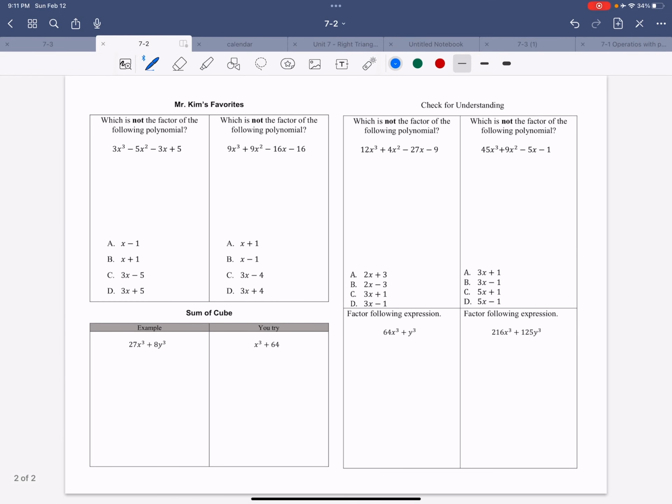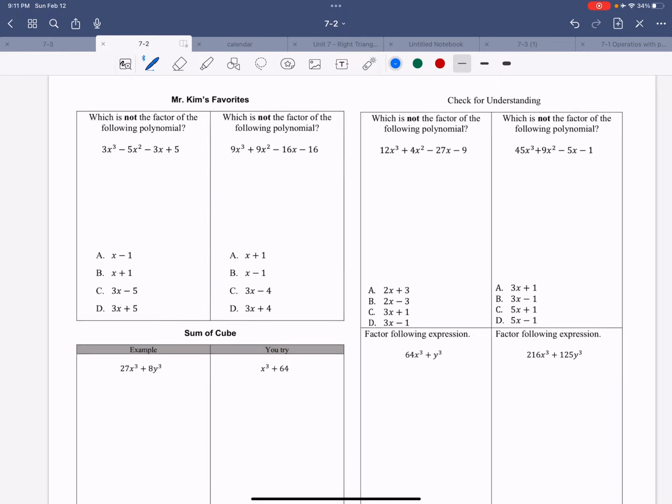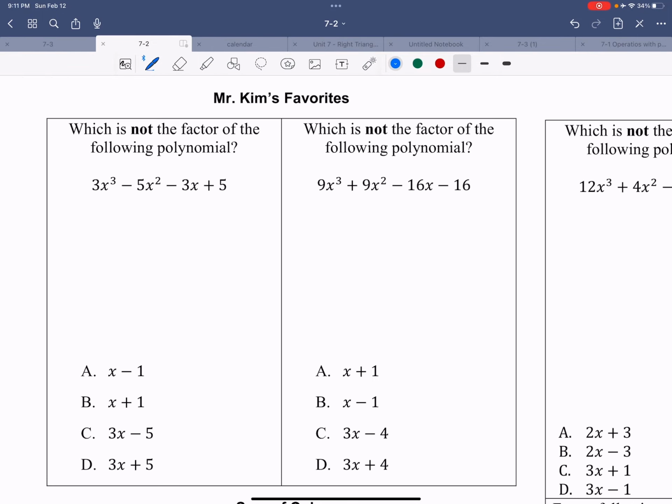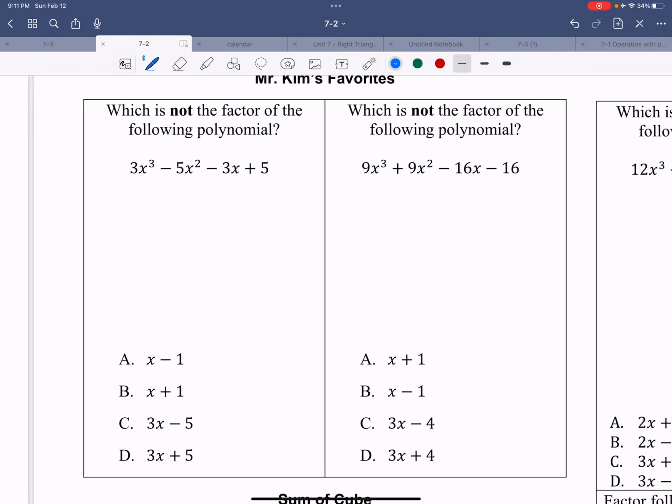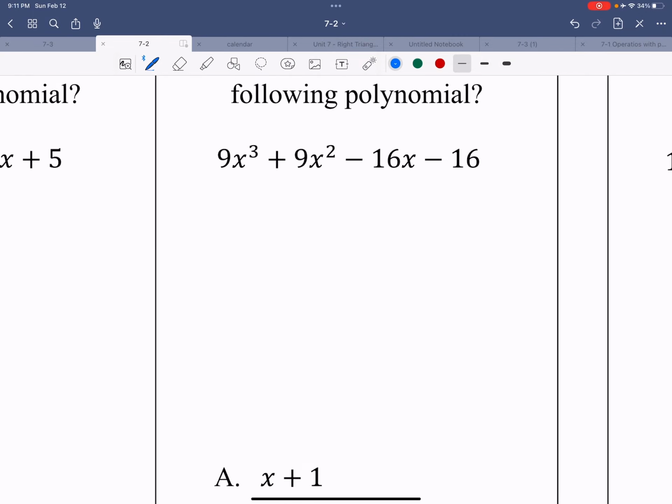All right, let's do these questions. Now, it says Mr. Kim's favorite. The reason that I say that's my favorite is because I will just go over this question. So you can do the first question because that's easier, I believe. Because that's what you're going to see on the test.